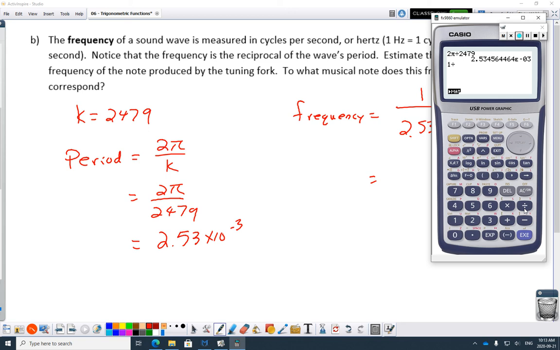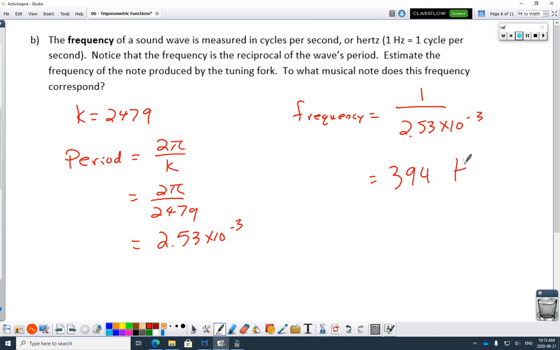I want an answer button here. I think it's on top of here. 1 divided by answer, and it's 394 hertz. And it asks, what musical note does that frequency correspond to? I don't know. You'd have to look that up to see. But it would be like a G flat or something like that. You know what I mean? This would be a specific frequency that matches up with a specific sound wave. Okay.